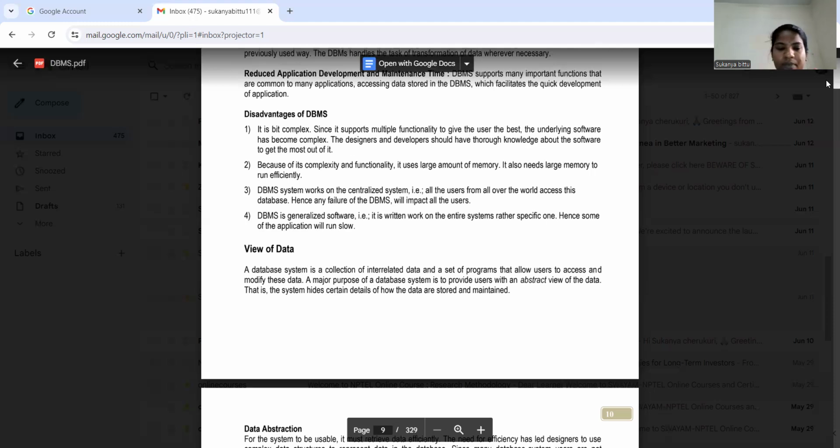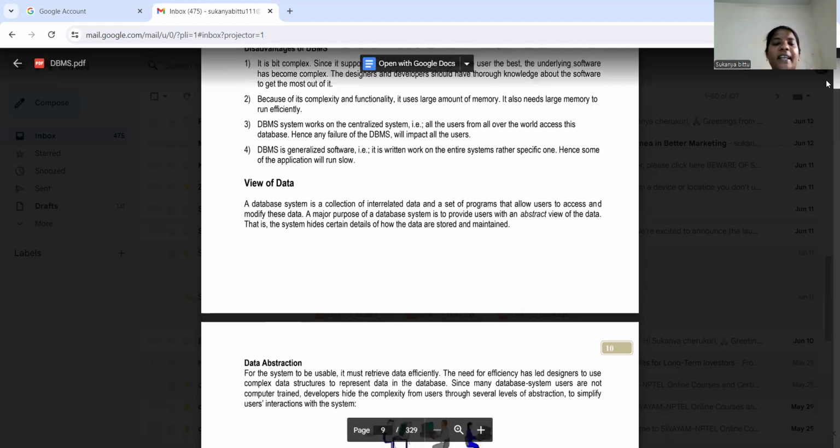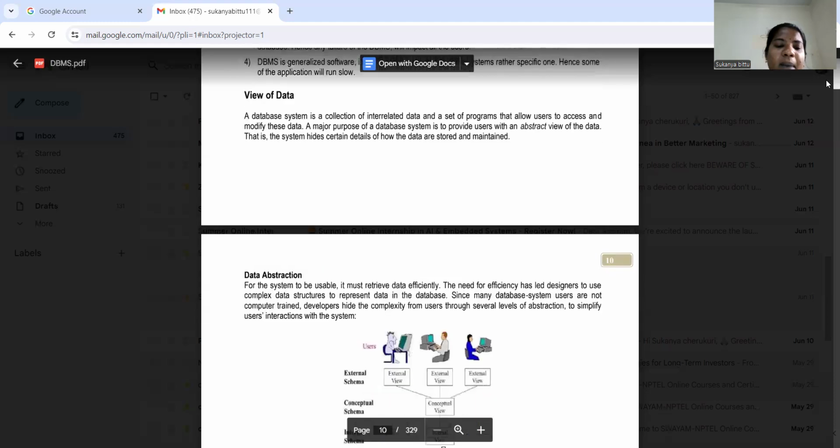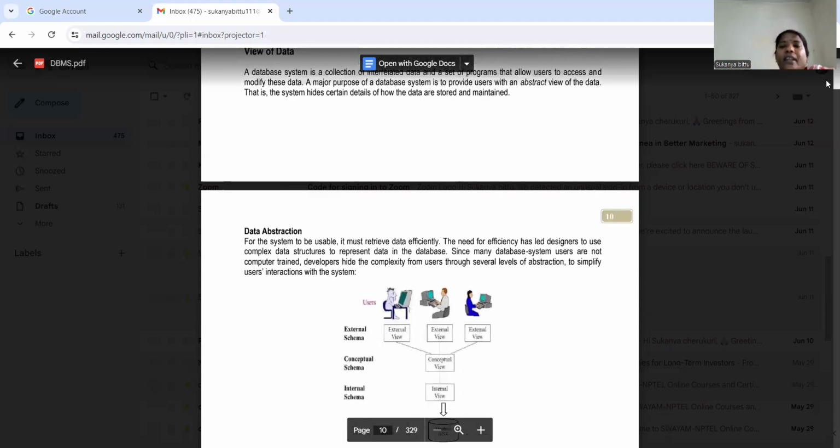Okay, next, view of data. A database system is a collection of interrelated data and a set of programs that allow users to access and modify this data. A major purpose of a DBMS is to provide users with an abstract view of the data. So data abstraction means hiding the data, right? So data abstraction is hiding the data.